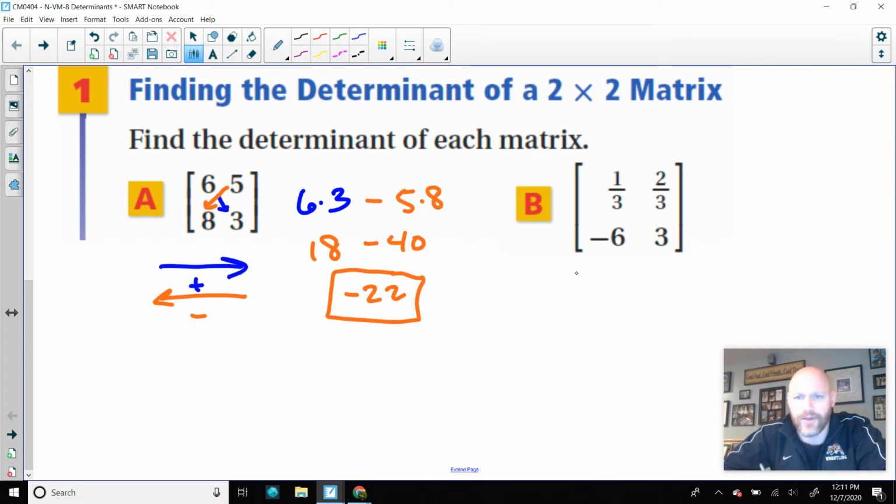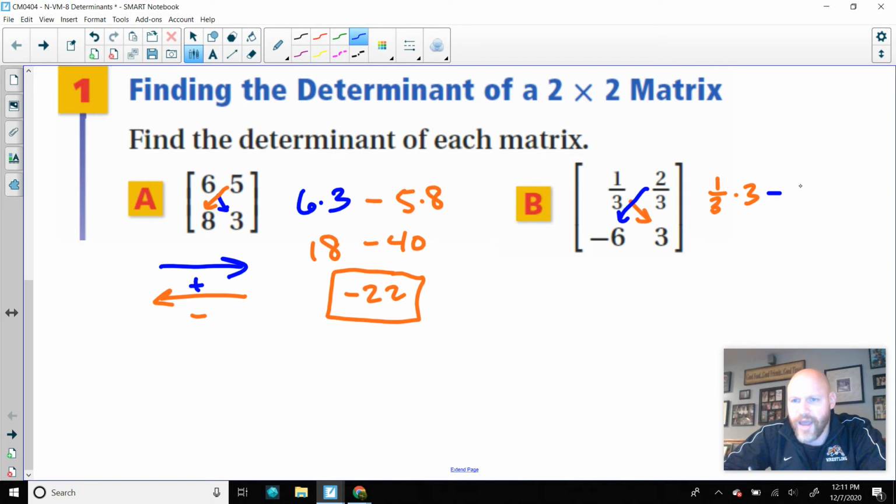Let's go ahead and take a look at this one. We're going to do 1/3 times 3. Again, we travel in a positive direction, so that's going to stay positive. Then we do 2 times -6. That travels in a negative direction from right to left.